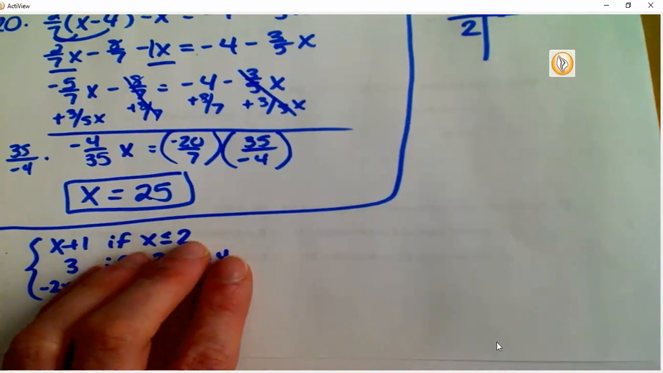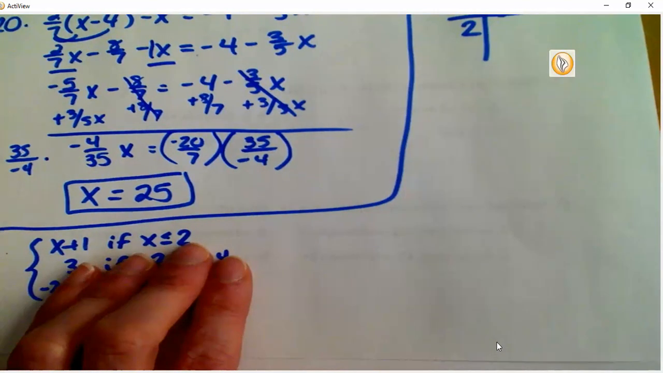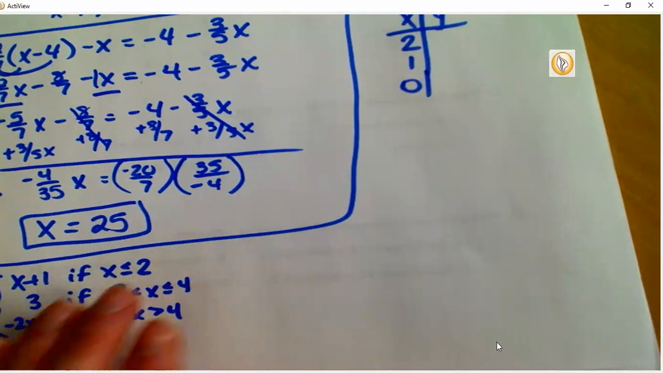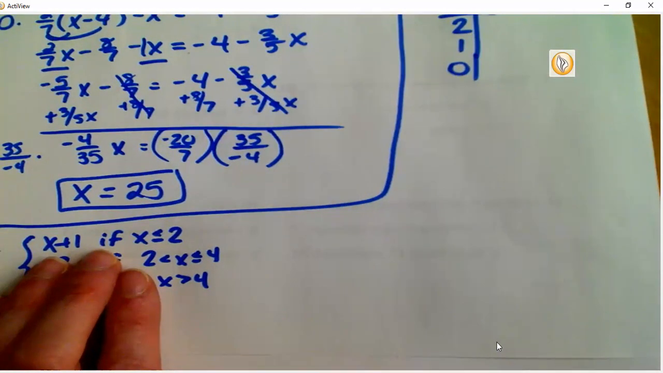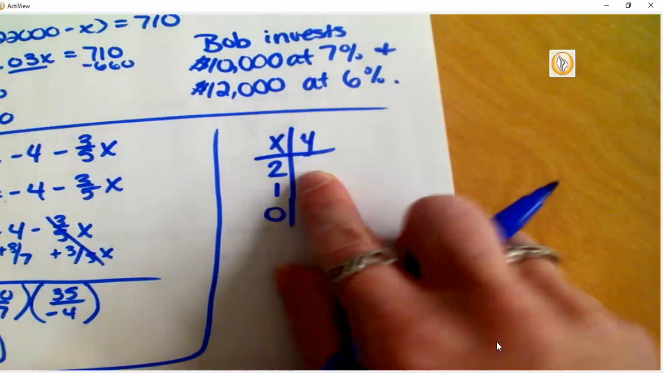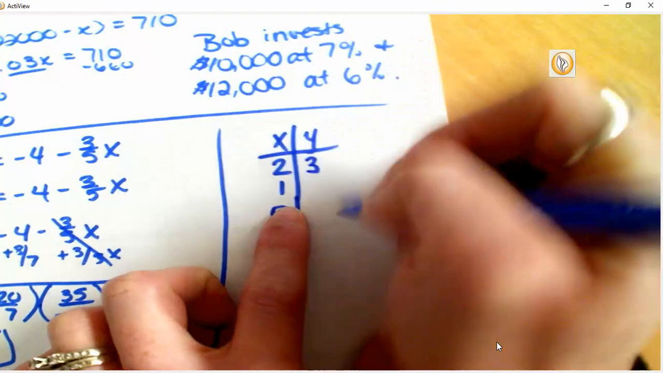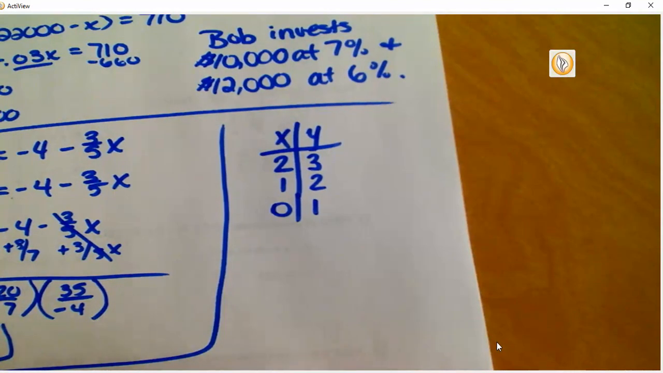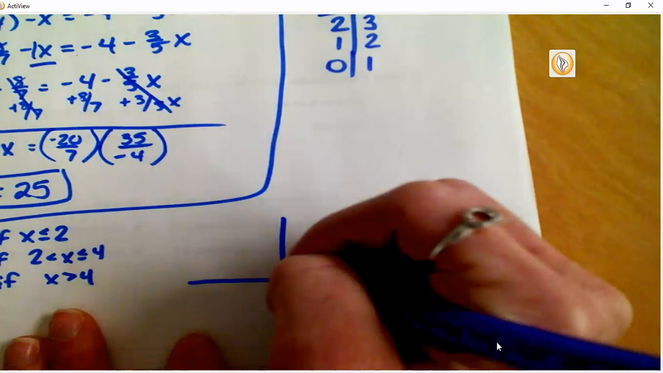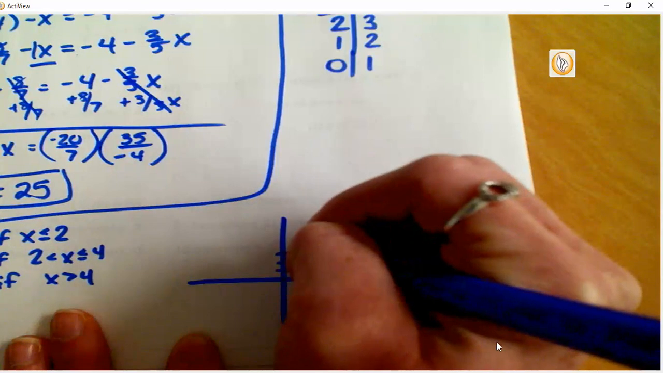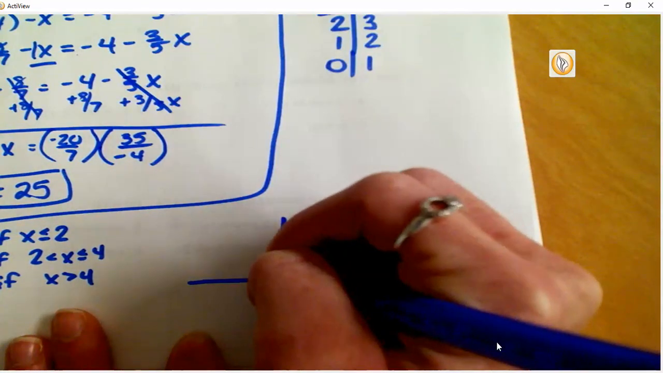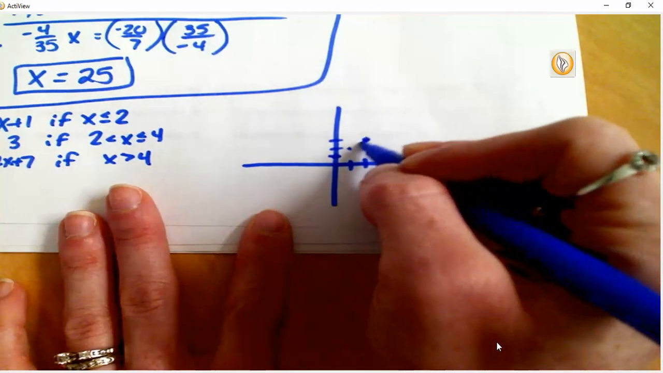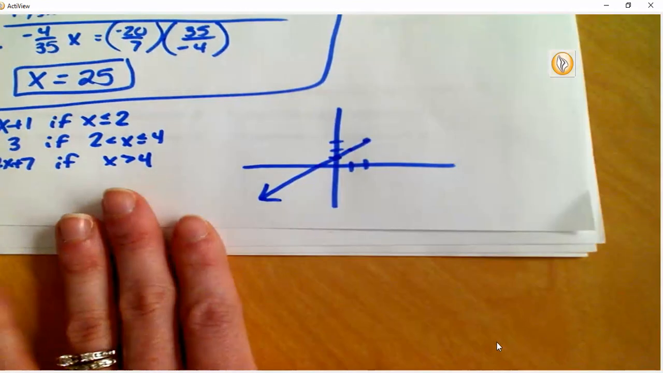And then I need x's less than 2. So maybe like 1 and 0. Okay, I'm plugging them into x plus 1. So 2 plus 1 is 3, 1 plus 1 is 2, 0 plus 1 is 1. So if we plot those, we've got 2, 3, 1, 2, 0, 1. It started here and it was extending with x's less than, so it only went this direction.